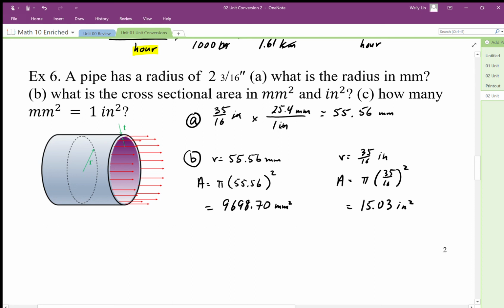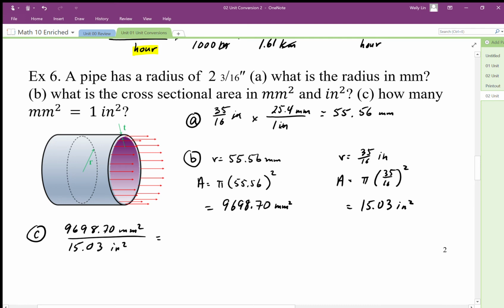Okay, so now if I want to figure out how many millimeters squared in 1 inch squared, what I can do is I can just divide those two together. Okay, and that would give me the answer. So for part C, one way to do it is I can just take this many millimeters squared is equivalent to, there's my equivalent, right? These are equivalent proportions, and find a unit rate.